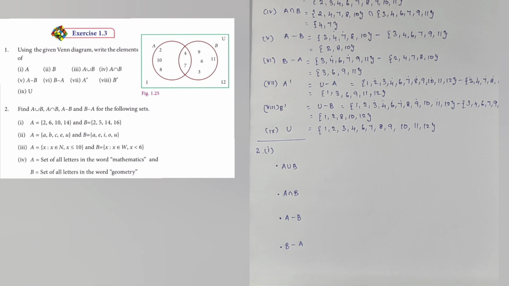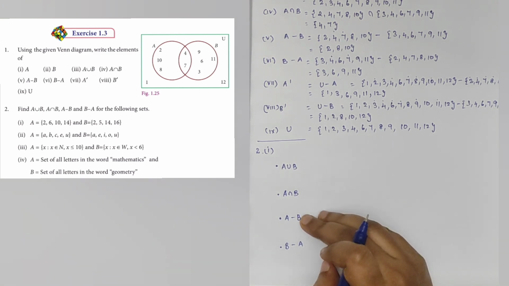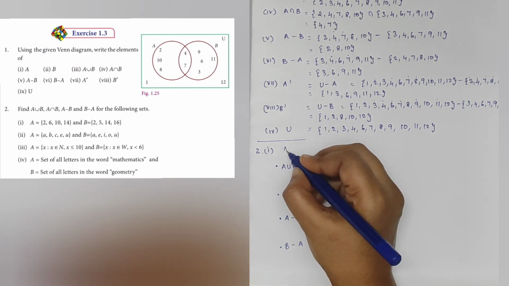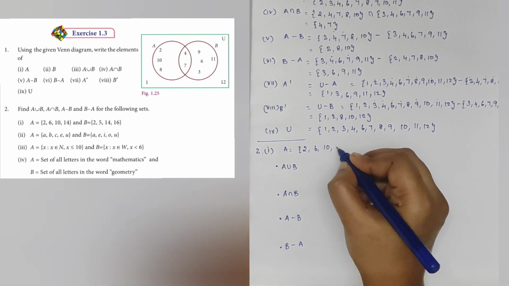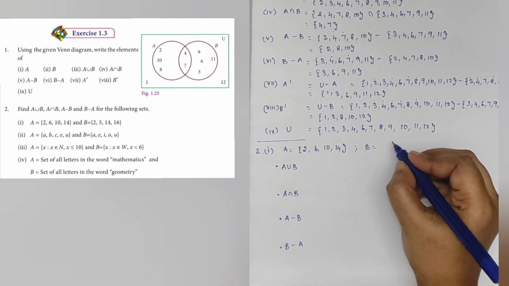Now let's do the second question. Find A union B, A intersection B, A minus B and B minus A for the following sets. And the first question is A is equal to 2, 6, 10, 14. And B is equal to 2, 5, 14, 16.